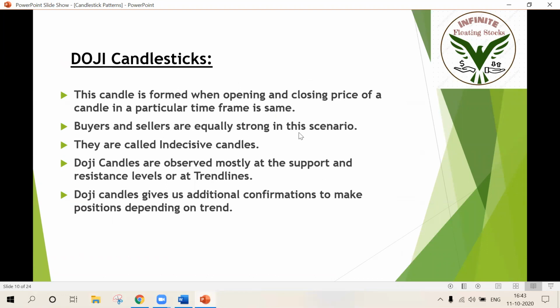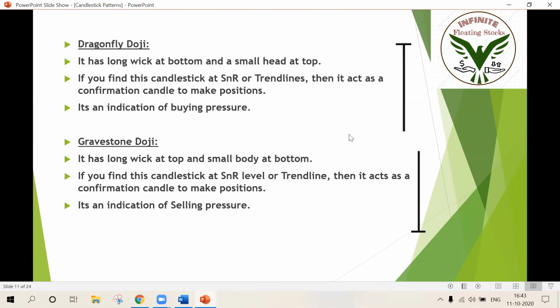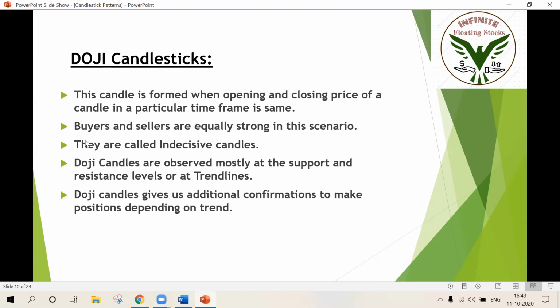Buyers and sellers are equally strong in this scenario. Like I told, if the buyers win the battle, a green candle will be formed. If sellers win the battle, a red candle will be formed. But what happens if both are equal? If both are equally strong, a doji candlestick will be formed, which doesn't have any body. So these are indecisive candles.